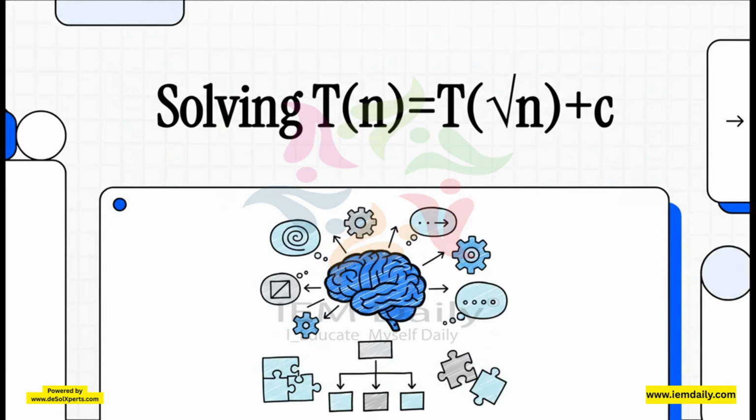Hey everyone. In the world of algorithms, we're always looking for ways to make things faster. But what if I told you there's an algorithm that doesn't just cut a problem in half, but shrinks it by its own square root? Today we're going to tackle a really fascinating recurrence relation: T of n equals T of the square root of n plus a constant. Let's dive in and see just how mind-blowingly fast this thing really is.